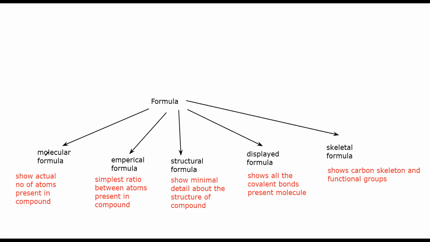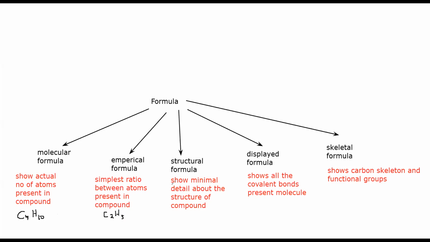Example, if I write C4H10, that is a molecular formula. Why is it a molecular formula? Because it shows the actual number of carbon and hydrogen atoms. How many carbon atoms are there? 4, and how many hydrogen atoms? 10. But when I take the simplest ratio of 4 and 10, that's 2:5. So 2:5, the simplest ratio between the atoms, is the empirical formula.